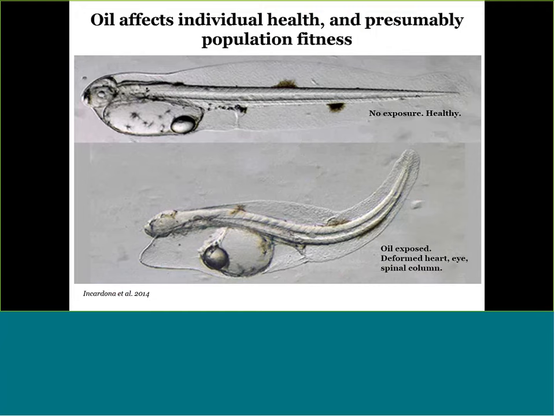The fish on the top has never seen oil, and it's a healthy-looking individual. The fish on the bottom was exposed to oil in the lab. And again, it's hard to point out all the changes without being there. I'm not sure if my mouse shows up. But the eye is deformed. The heart is deformed. The yolk sac isn't quite as robust. And the developing spinal cord is kind of in a big S as opposed to nice and linear. This fish is pretty screwed up looking. And it's presumed that this species, this population, won't be very healthy if all the individuals are swimming around with poor eyesight and deformed hearts and low yolk resources and a non-functional spinal cord.